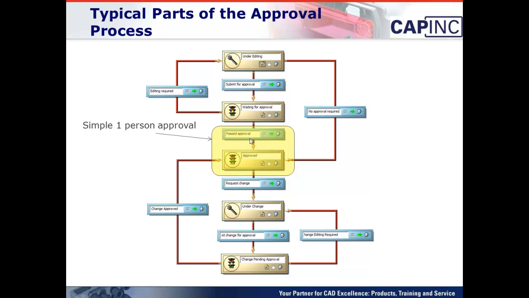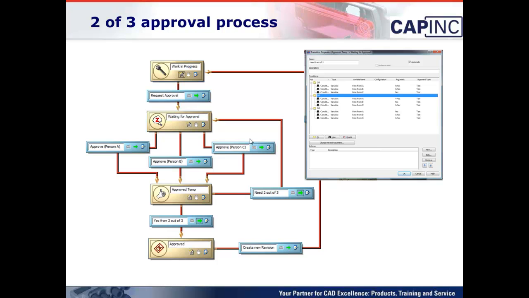If we want to make this more sophisticated, we can use the out of the box SOLIDWORKS 2 out of 3 approval process. Here you can see that we have person A, person B, and person C being the people that need to approve a document. In this particular case, we've decided that only 2 out of the 3 people need to approve this. In order to accomplish this, we set up these automatic transitions and send it back to waiting for approval, or if it's finally completed, it goes on to the final state of approved.